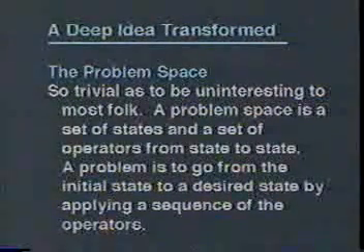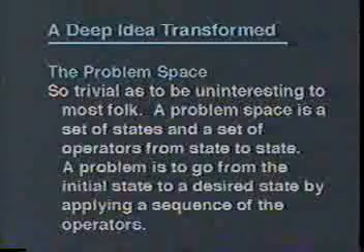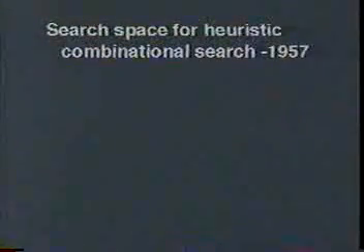In '57, when this idea first showed up, it was that a search space was the appropriate thing to use for heuristic combinatorial search. That is, we were just discovering in AI that there was a combinatorial search problem, and that you had to modulate that with heuristics, and that's why it wasn't called the problem space then. It was simply called the search space. That was the initial idea.